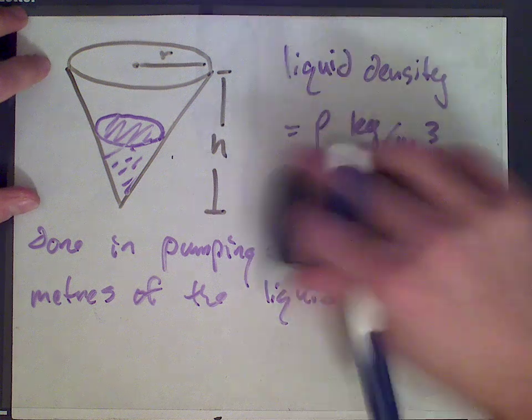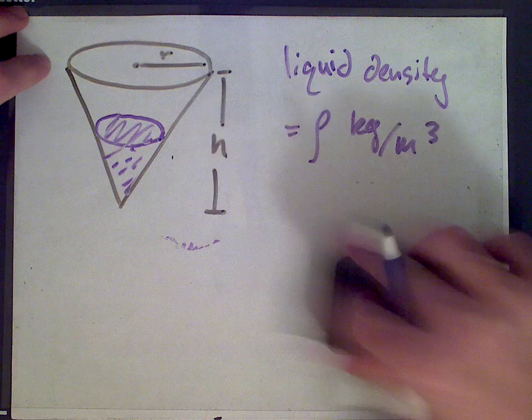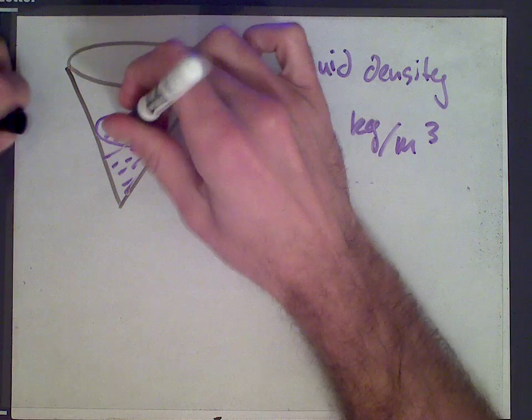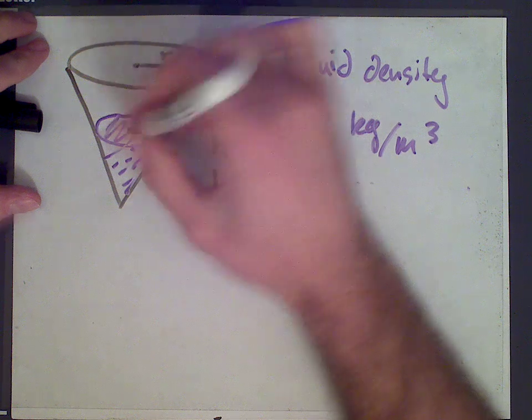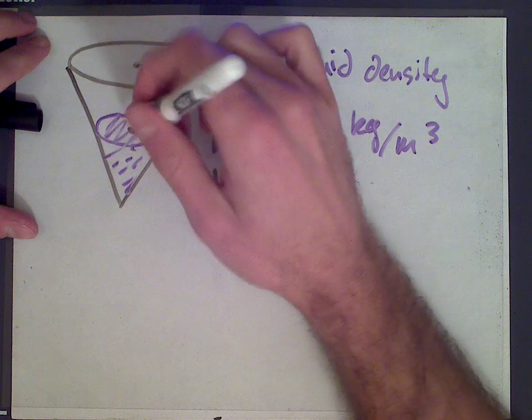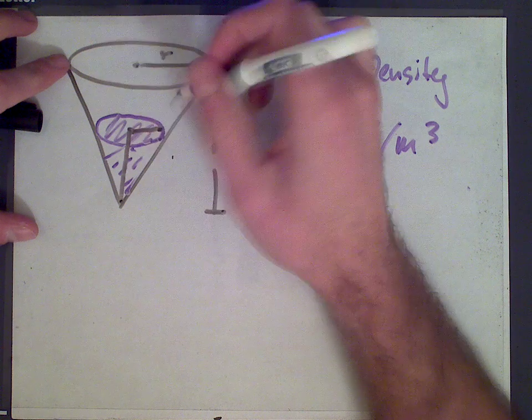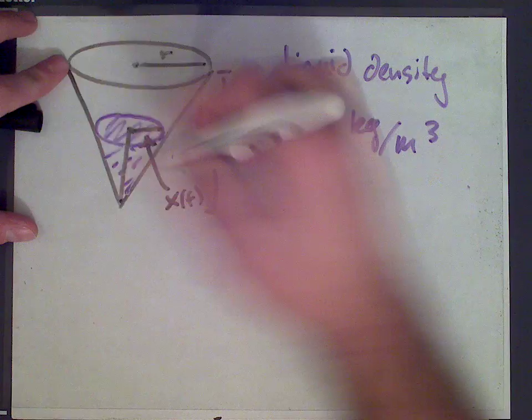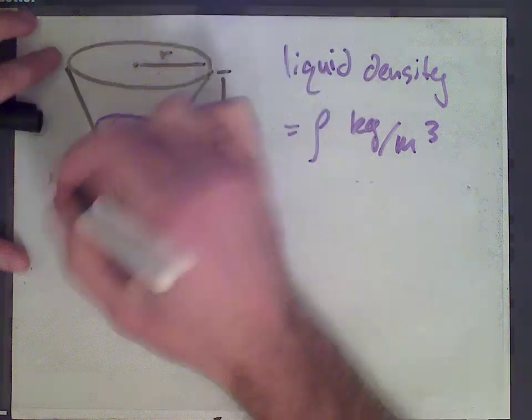Let's put in some variable names here. At time t, we'll let the radius of the top of the liquid be x, and the height of the liquid be y. So the radius is x of t, and the height is y of t.